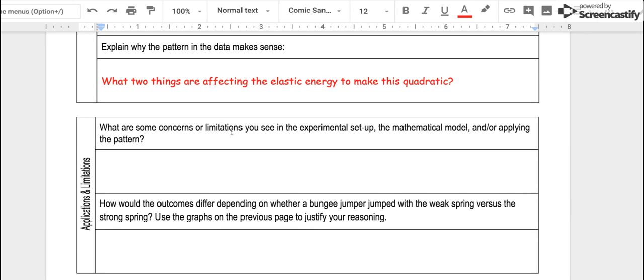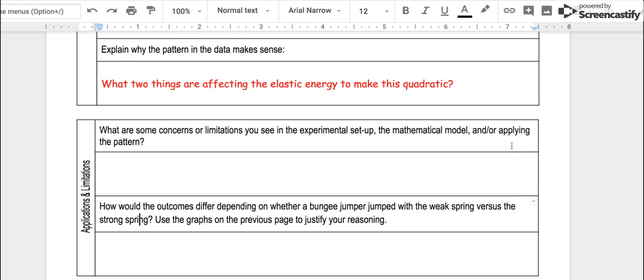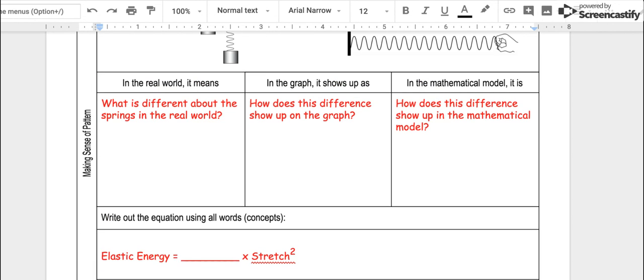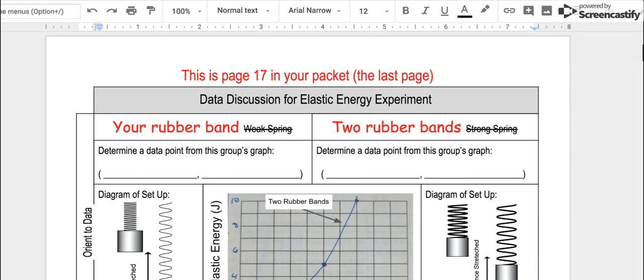Lastly, I'm going to have you move on to these two and specifically focus on the bottom because we're going to be using this for a bungee jump. So looking at a strong spring versus a weak spring, how is that going to cause different outcomes on your bungee jump? All right, so there should be one more video after this, walking you through. Just make sure after you're done with this video that you have completed page 17 front and back.